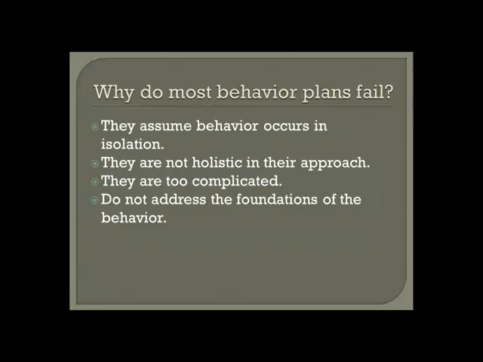The first thing to look for is, do they assume that the behavior occurs in isolation? I did tell you that we want to pick a behavior, and it is important to isolate the behavior. But that doesn't mean the behavior itself should be isolated from the rest of the organism. Behavior can be a function of health, of speech and language delay, of learning issues, of anxiety. Behavior does not occur in isolation. So if someone isn't addressing the whole child, the behavior plan is probably not going to work. The behavior plan needs to be holistic.